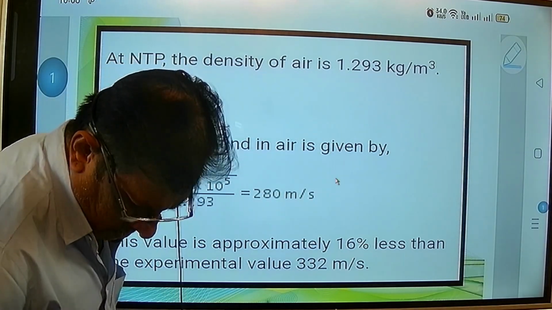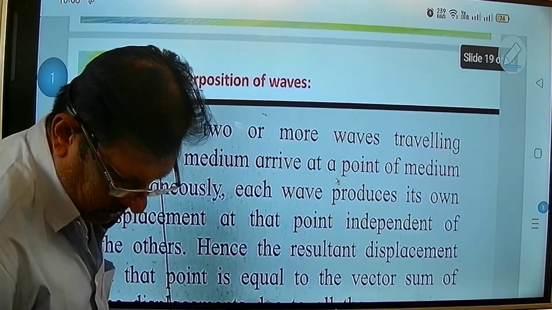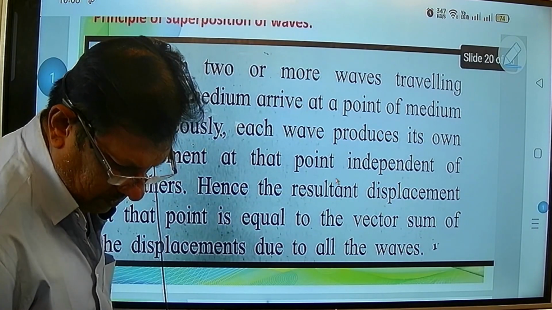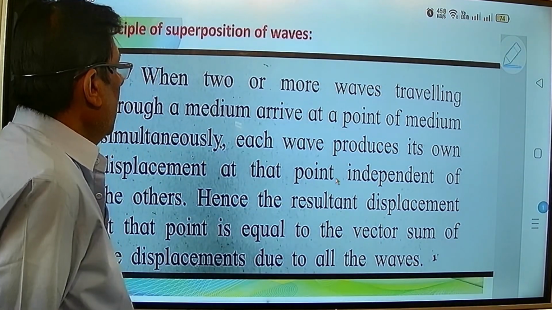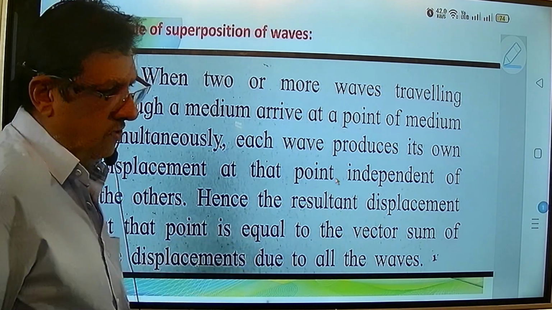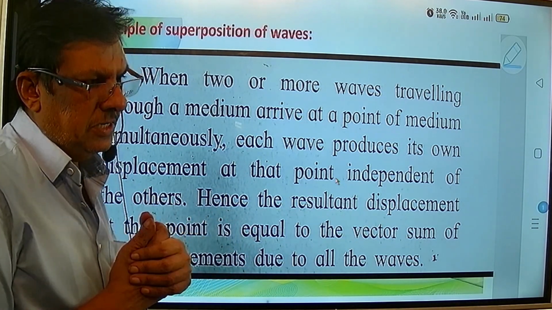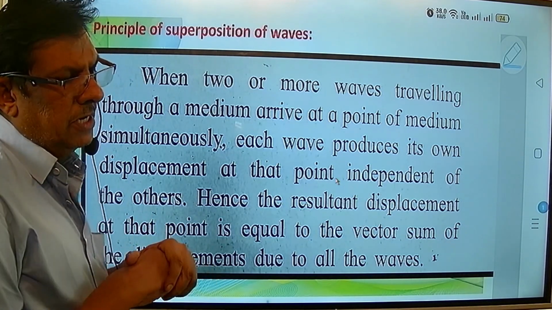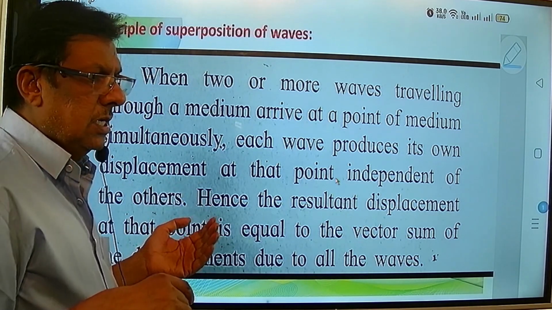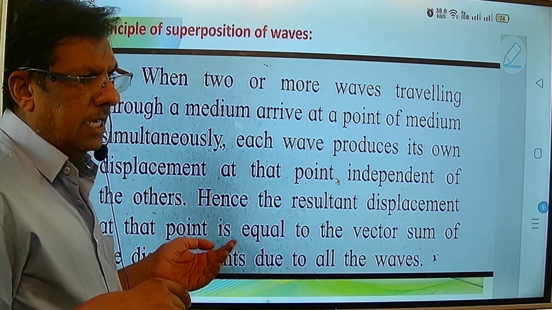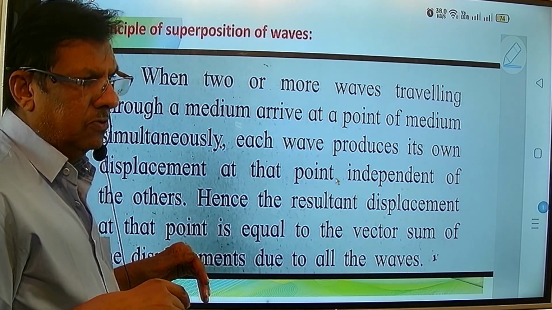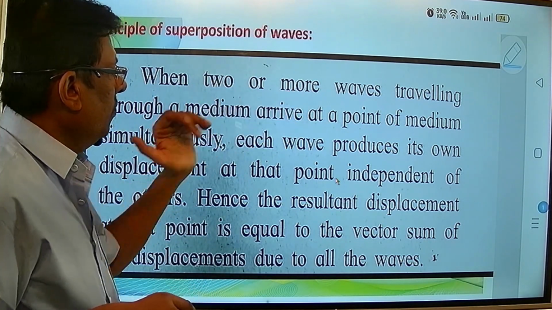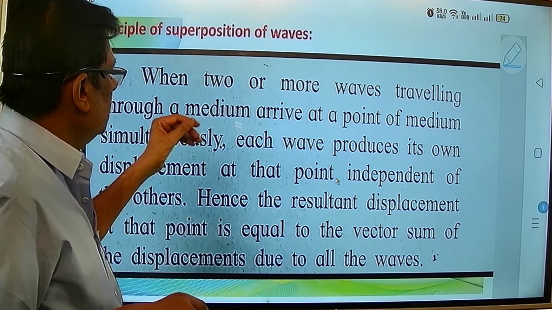Now we are going to see a new point called the principle of superposition of waves. When two waves come together, what will happen? Now we know that these are vector quantities, because displacement is nothing but something having a value, that is magnitude, and direction. So now here we are taking the example of two or more waves. For understanding purposes, we take two waves.